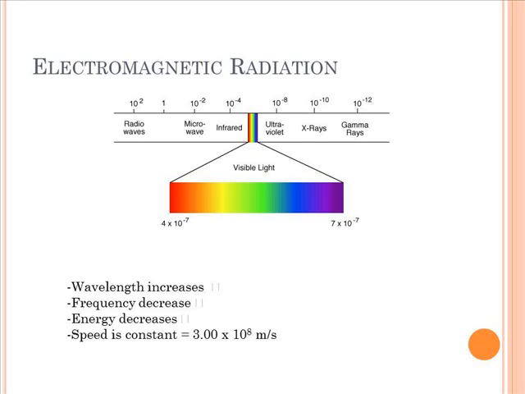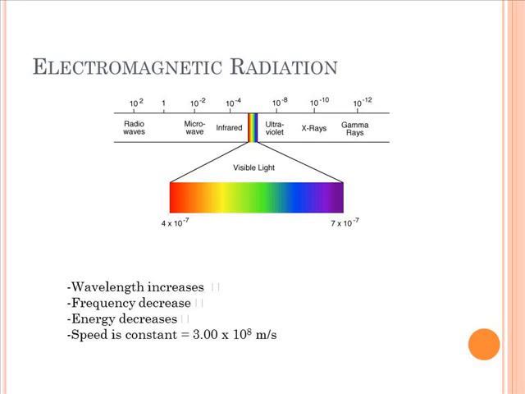So, just as a review, when you talk about electromagnetic radiation, usually we think of this in terms of light we can see: red, orange, yellow, green, blue, purple. But this actually extends all the way from radio waves at the long end up to gamma rays at the very short end. And the pattern is, as the wavelength increases, the frequency decreases.